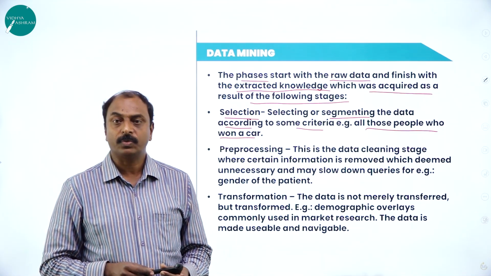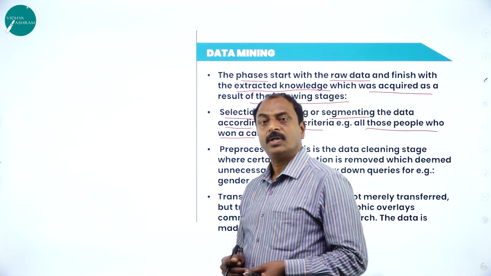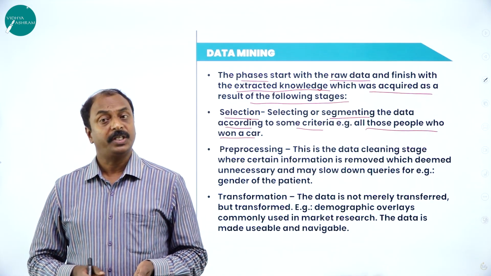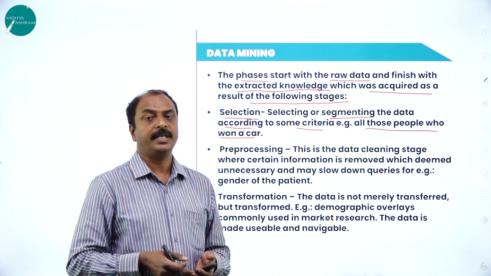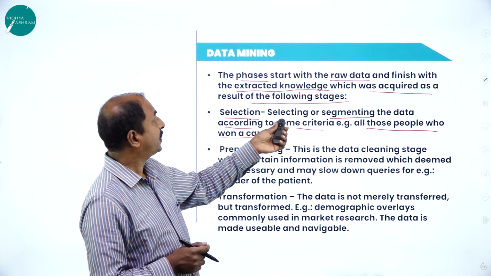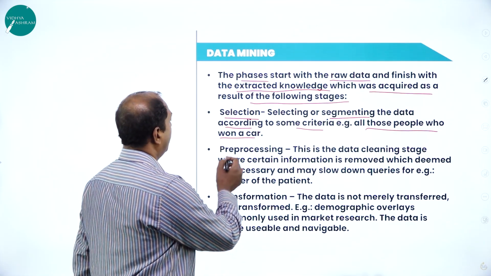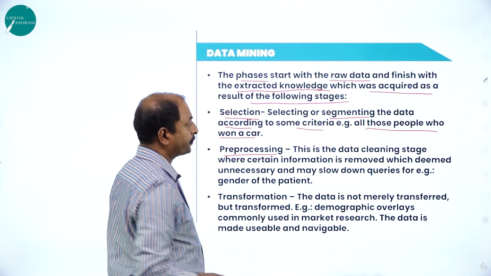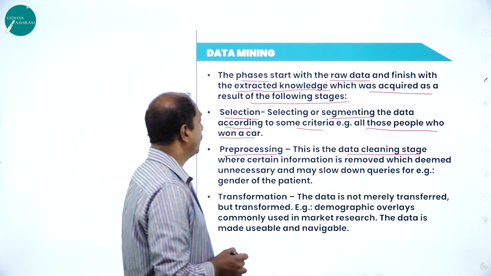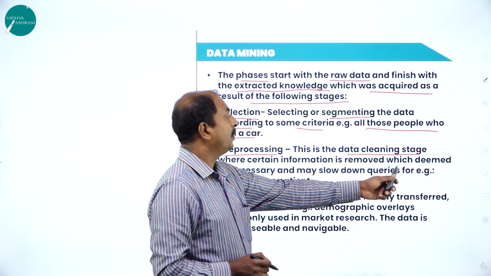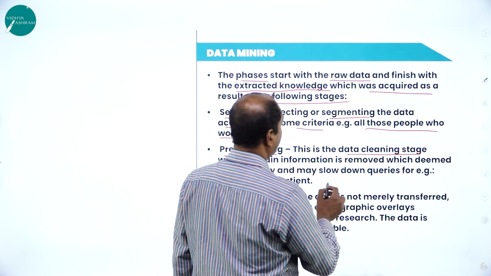Or in a student database, I want to have a list of students who passed with distinction. That is a list of students, and I can get that information for data analysis. The first one is selection of data as per our company's requirement. Next one is pre-processing. This is the data cleaning stage, where certain information deemed unnecessary, which may slow down the queries, is removed.